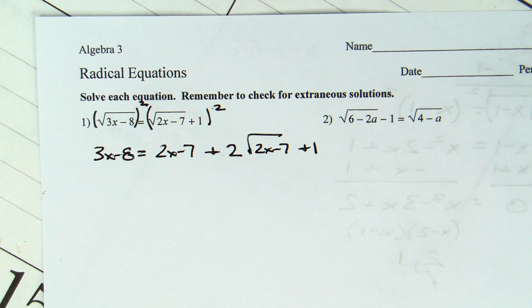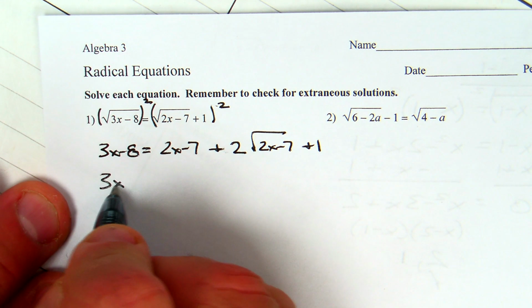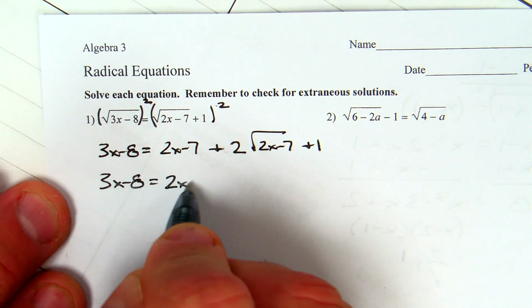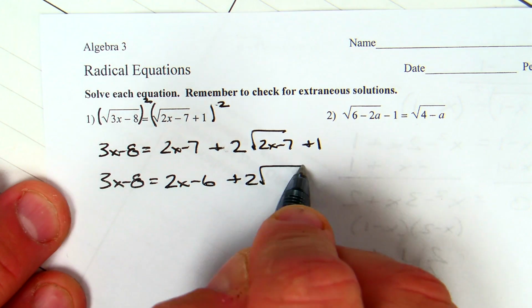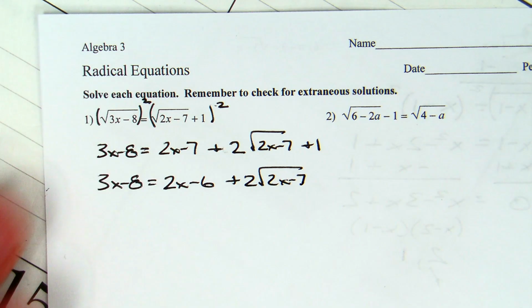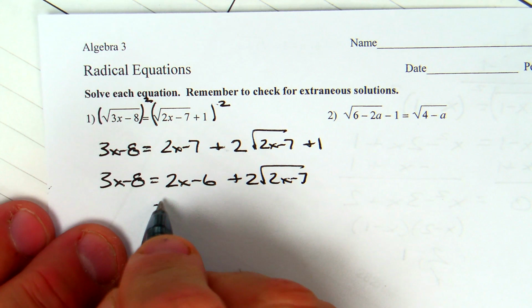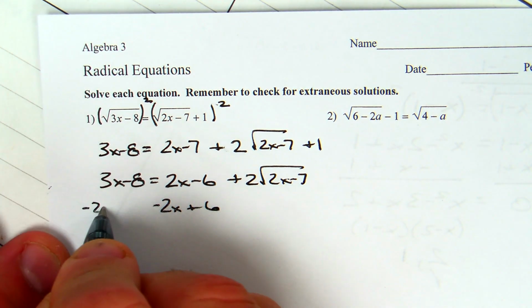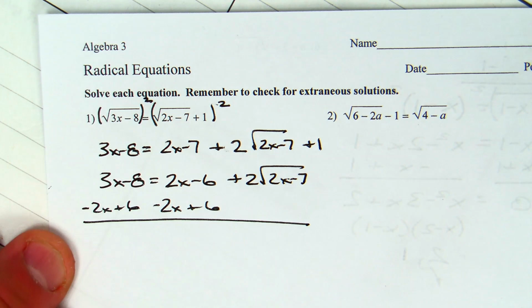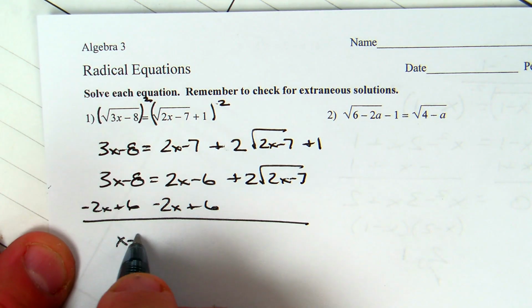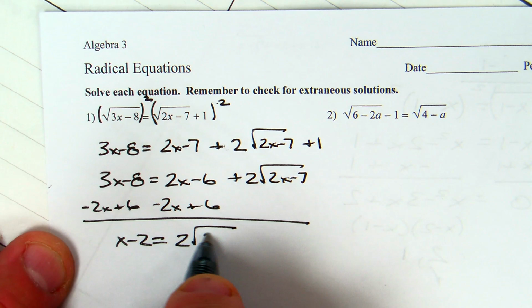All right. Now, again, from here, there's some choices you can do. 3x minus 8 equals 2x minus 6 plus 2 square root of 2x minus 7. In other words, I collect like terms. I put the 1 with the negative 7. I'm then going to get everything that isn't a radical on the other side. So I'm going to minus 2x and add 6 from both sides. When I do, I'm going to have x minus 2 equals 2 square root of 2x minus 7.